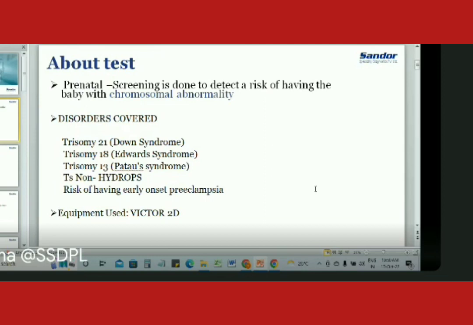Sorry, I didn't get you properly. Yes, you are telling, you have the answer. You are saying it is genetical.